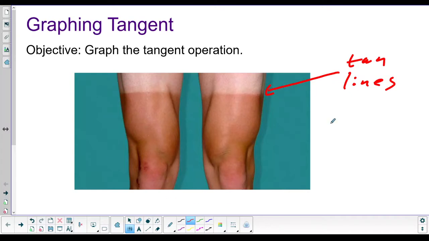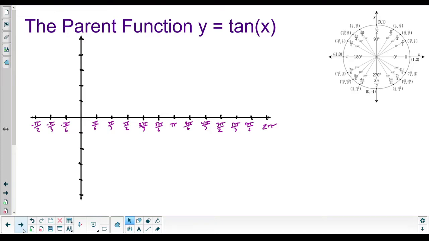Anyway, yeah. So we're going to talk about graphing tangent. That's our last main key fundamental non-inverse trig function. You know what, we might do the other three, but it'll be pretty cool. It'll be fun. All right, so let's go ahead and look at our parent function, shall we?